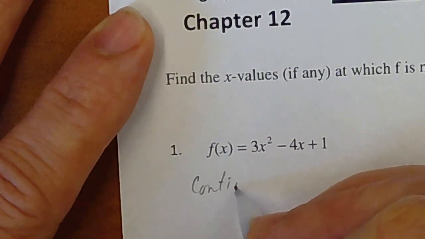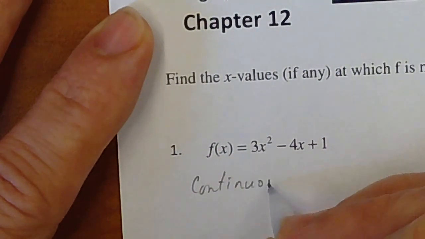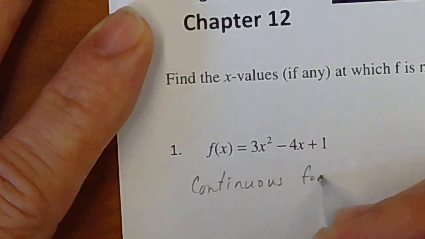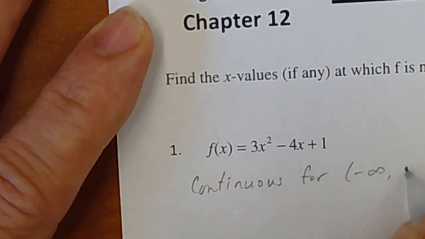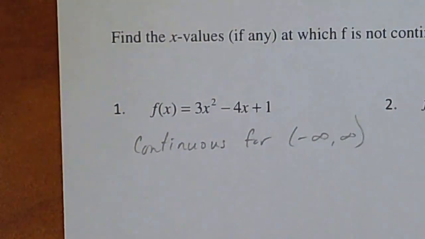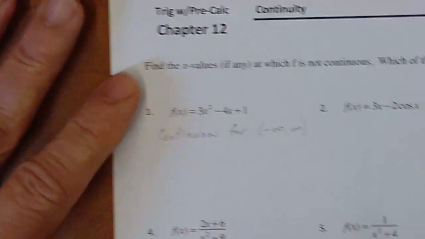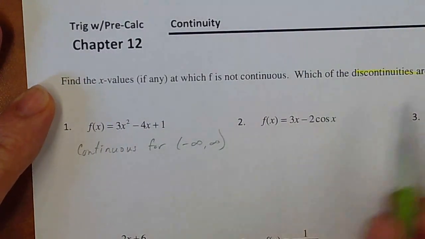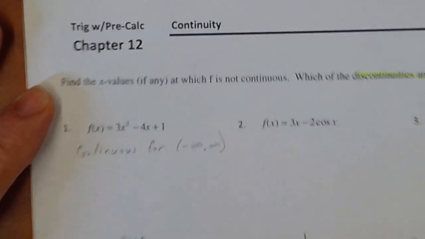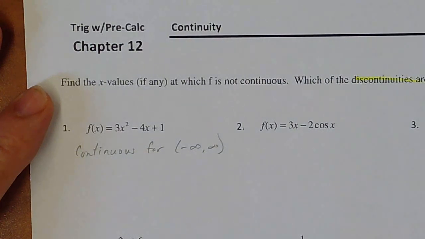So continuous for all x, or maybe you want to say negative infinity to positive infinity. That will be the answer sometimes for some of these problems. There is no answer to which of the discontinuities are removable. I didn't state any discontinuities, so we don't really have an answer to that part.